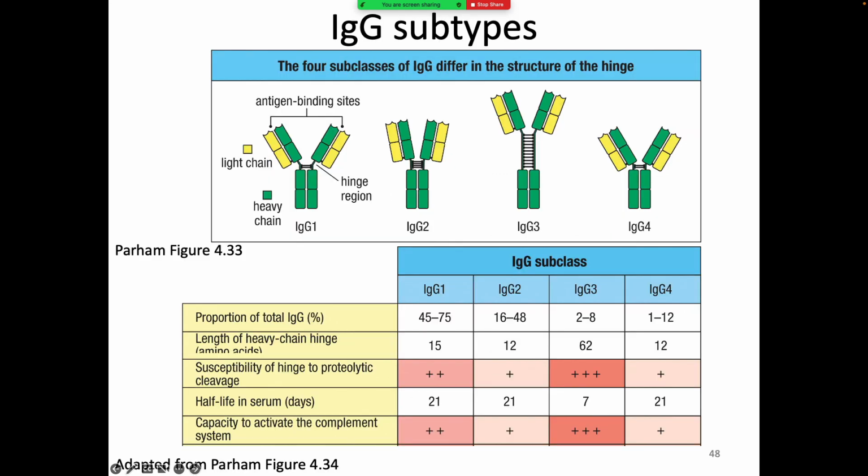The subtypes largely vary based on the hinge region, how long it is and how flexible it is. That also does things like change how easy it is to degrade. It's really easy to degrade IgG3 because look at all those places a protease could cut, while some of these others are much harder to degrade. So those are the types of things that vary between the different subtypes.